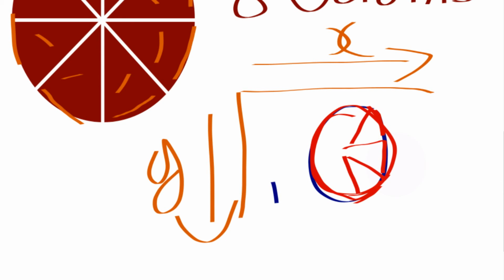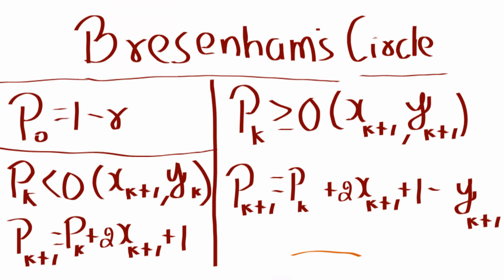One small update: I have mistakenly placed this pk as p0, and here also I placed it as p0, so it's actually pk, right? So this is the formula you need to remember.